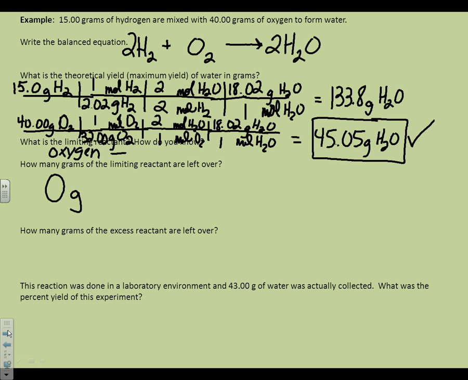Let's start with the maximum amount of product we can make, which is 45.05 grams of H2O, and see how much hydrogen we will actually use. So we're actually going to go backwards this time, from grams of H2O to grams of hydrogen. We'll use the mole ratio and go backwards across that bridge.